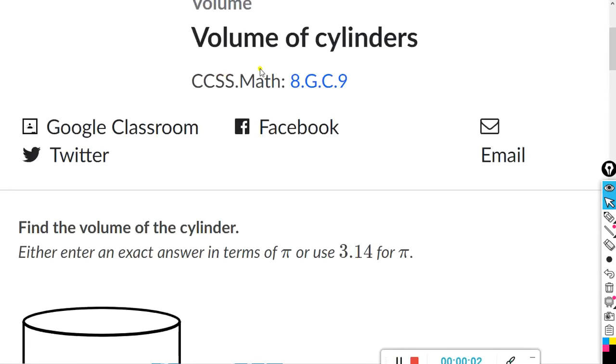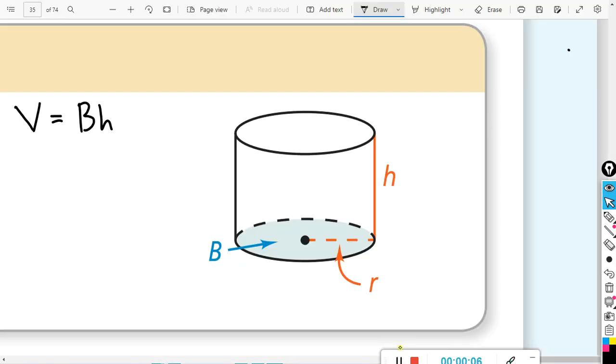This will be for the assignment, volume of cylinders. Now, on a previous exercise, we established that the volume of a prism is capital B, the area of the base, times the height, h, of the prism. A cylinder is very similar to a prism in that it has the same shape on the bottom and top for the bases.